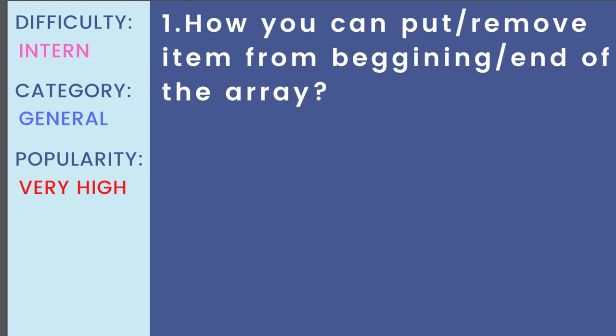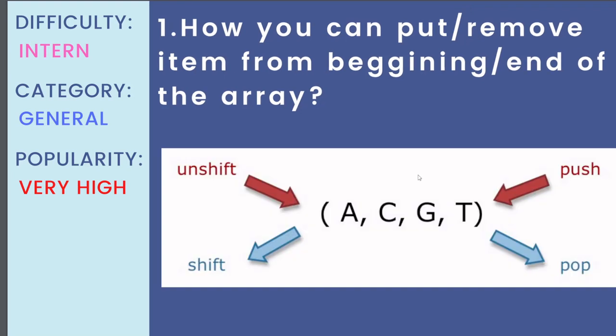Okay, so everybody remembers push. The other 3 are used more rarely, so we tend to forget. Unshift to put in the front of the array, shift to remove it, push to put into the end of the array, and pop to remove it from the end of the array.